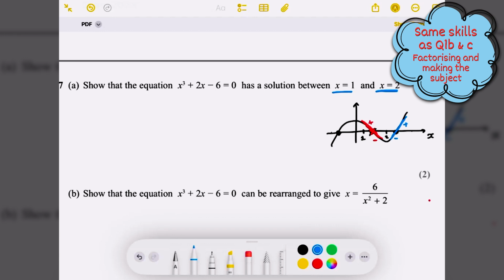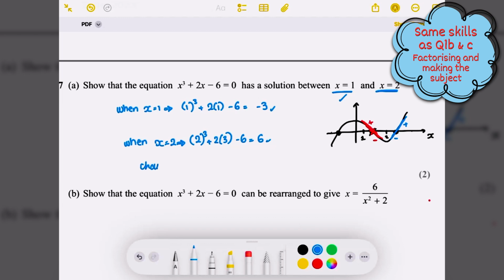Okay, so when x equals 1, I've got 1 cubed plus 2 times 1 minus 6, and that gives me negative 3. When x equals 2, I have 2 cubed plus 2 times 2 minus 6, and that gives me 6. So there's a change of sign, negative and positive. Therefore, it has a solution between x equals 1 and x equals 2.